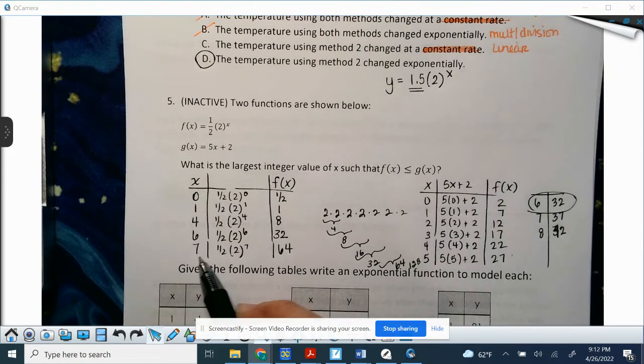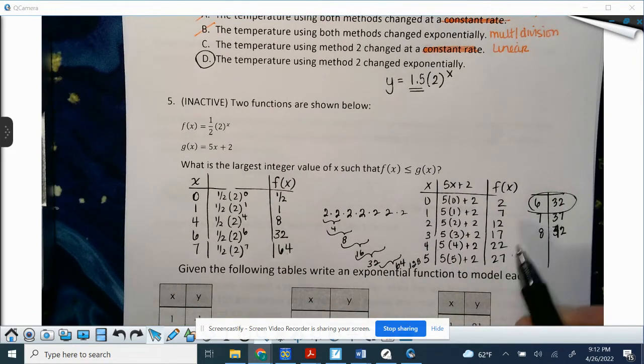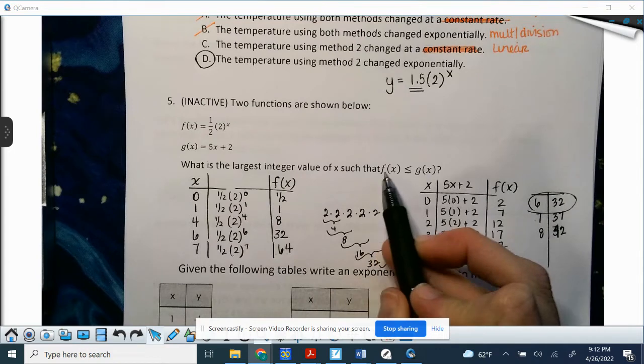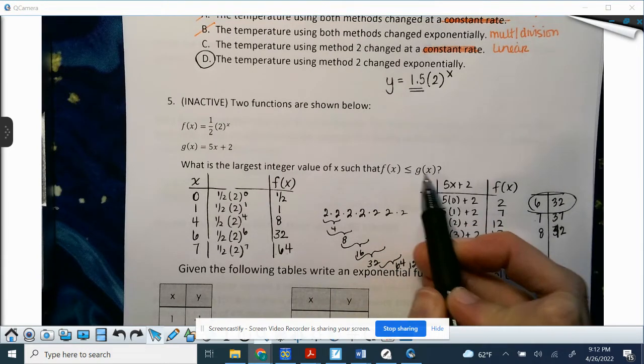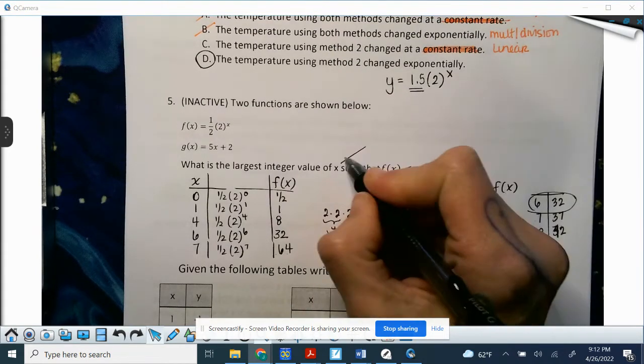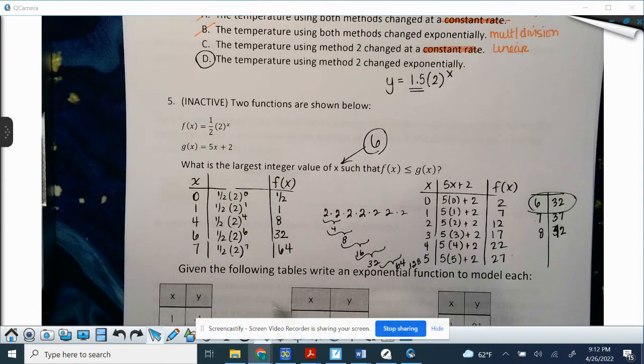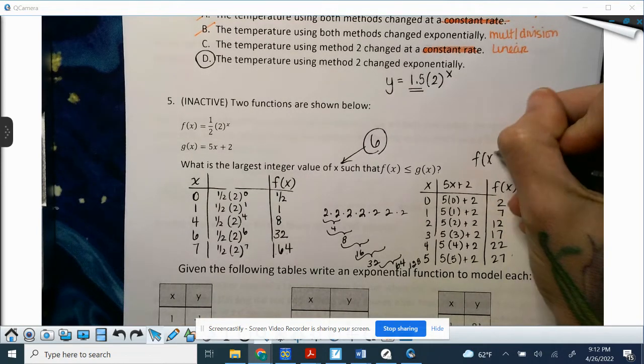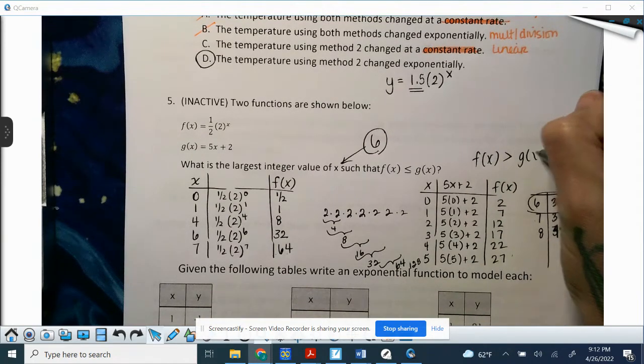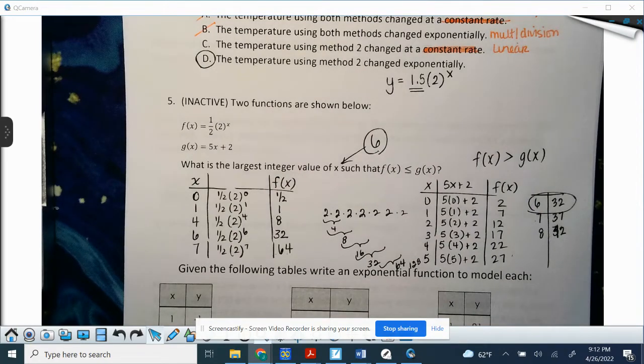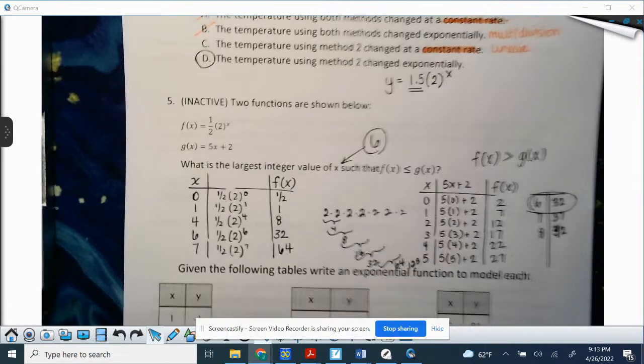So 7 is at 64. 7 is at 37, so that's too high, because f of x has to be less than or equal to g of x. So the x value that it asks for is going to be 6, because after that, it exceeds g of x. So that means after 6, f of x is greater than g of x. So anything greater than 6 turns the function into the output being greater than the previous linear function.